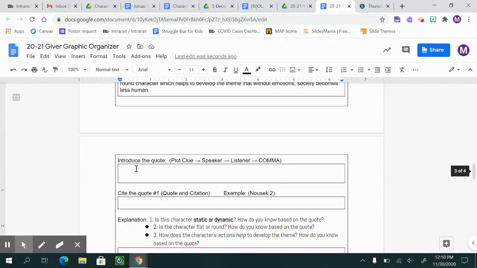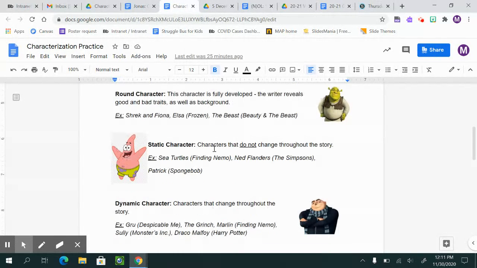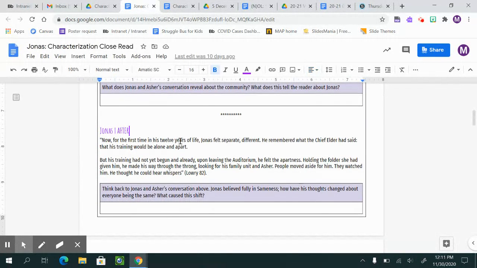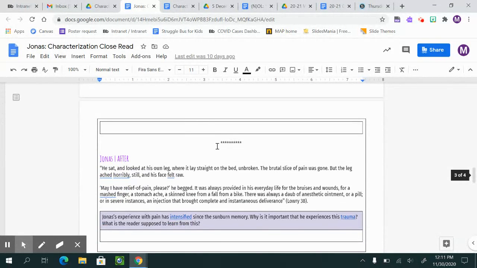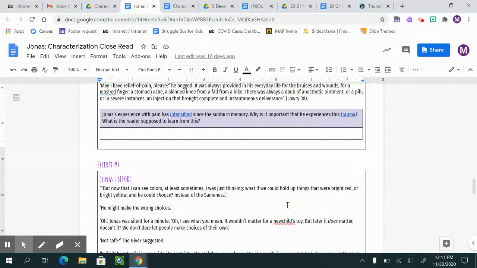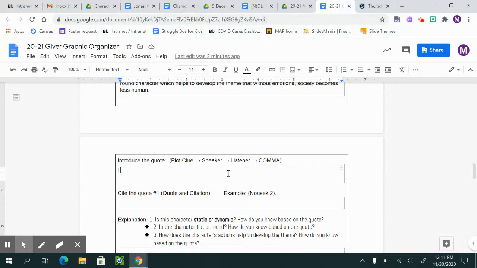Then in the I, you need to make sure that you're explaining what's happening right before the quote. Don't tell me about how Jonas got selected to be the Receiver of Memory. Tell me how he acts now that he understands how he's feeling, because he's been selected. Tell me how he's different because he knows about the memories and how he wants everyone to have the same thing. Tell me how he's different because he understands what pain is, and how he didn't understand that before.